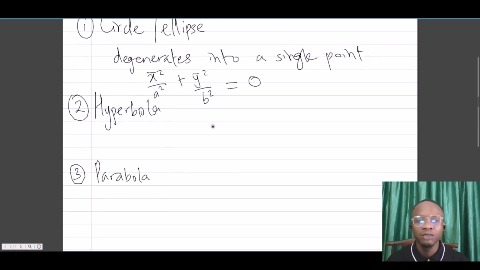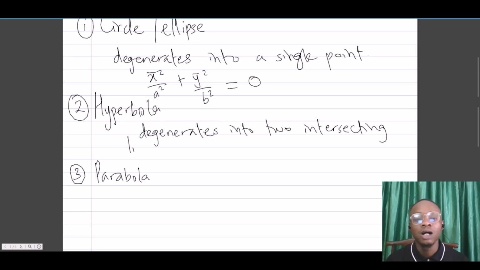And for a hyperbola, we've seen that a hyperbola degenerates into two intersecting lines, which are, of course, what we call the asymptotes of the hyperbola. Okay, and of course, we've talked about this before, that the asymptote of the hyperbola will be given by something like y bar equals plus or minus b over a x. Okay, we've talked about the equation of the asymptotes of a hyperbola before, and of course, this also follows from the equation of the hyperbola itself.